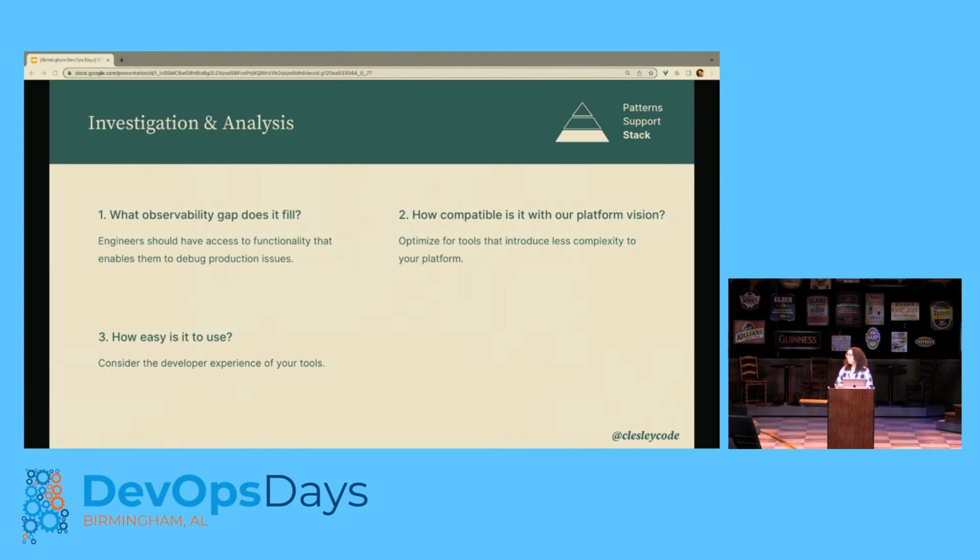And then next, how easy is it to use, right? Developer experience is always important, but it's especially important when it comes to the tools that you use to debug in production. Because bad tools are annoying enough, period, but there's nothing more annoying than a bad tool when you're in the middle of an incident and stressed because you can't figure out what's going on because you're too busy fighting your tools. We should not be fighting our tools.